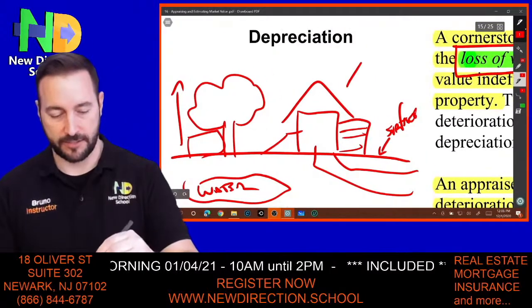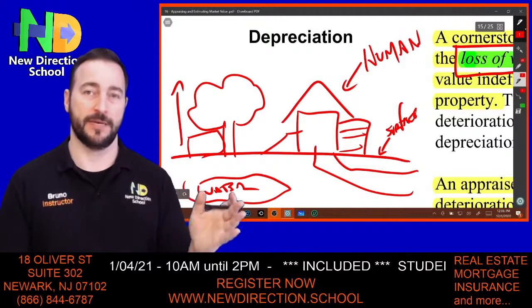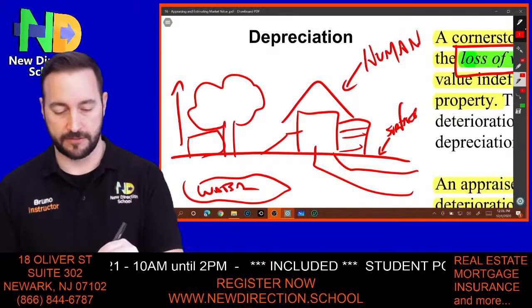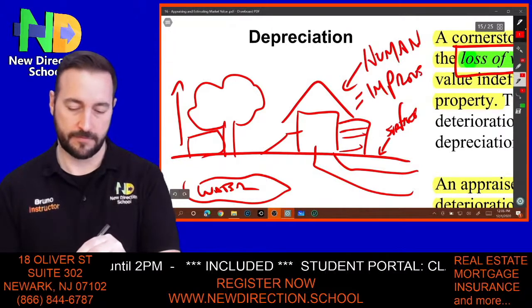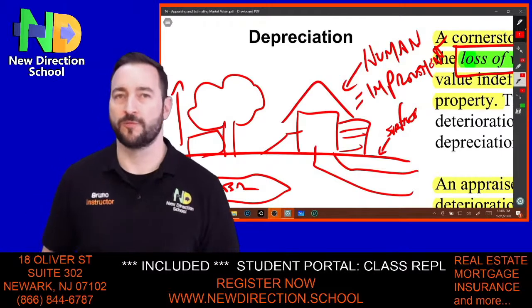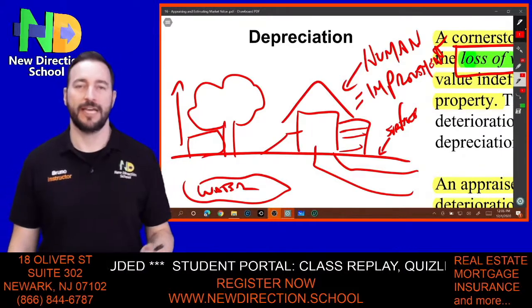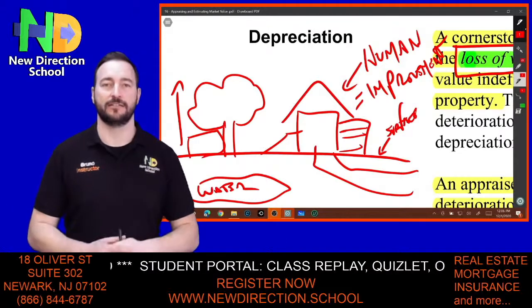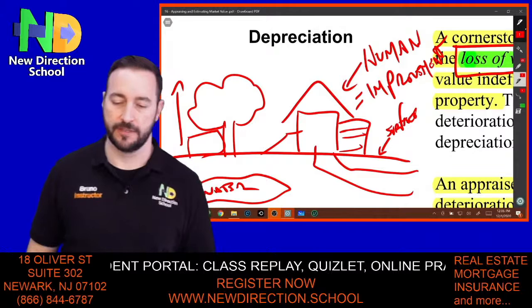anything that's human made, right? Anything that's human made is considered improvement. Okay? So the word improvement, we're not talking about adding a room in the house. We're talking about anything that's added to the land is improvement. Okay? Anything that's added to the land is improvement.